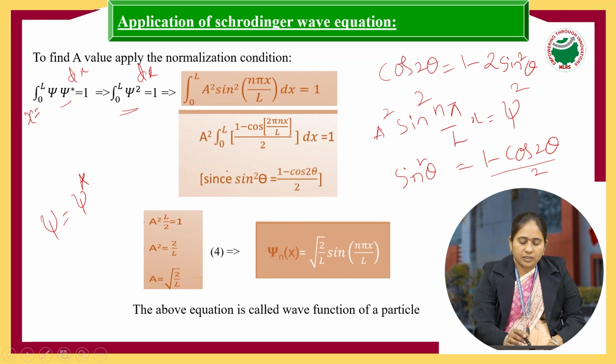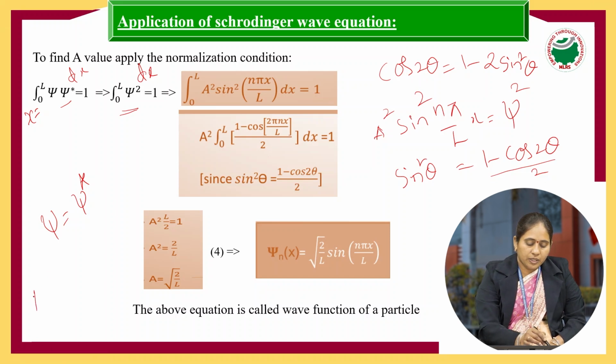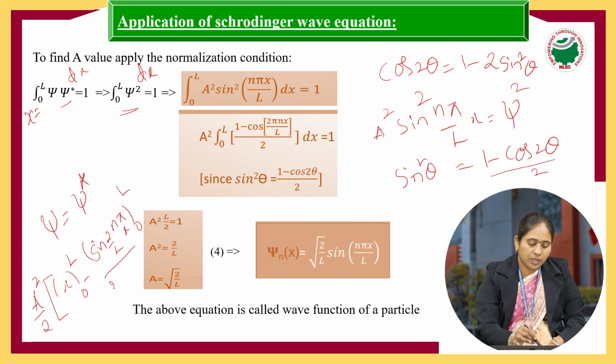So how will you get this? Then we will see here. Here 1 by a square integral, a square by 2 taken as common, and the integral of 1 dx is x, with limits from 0 to L, minus sin 2 n pi by L into x, with limits from 0 to L, whole divided by 2n pi by L.